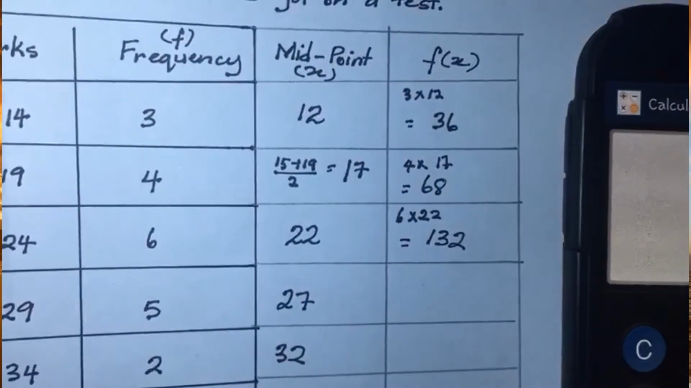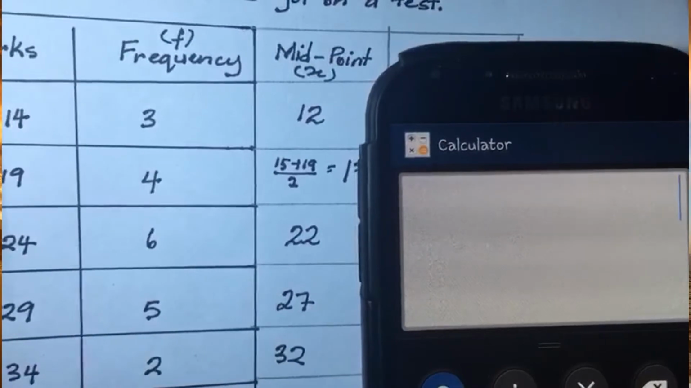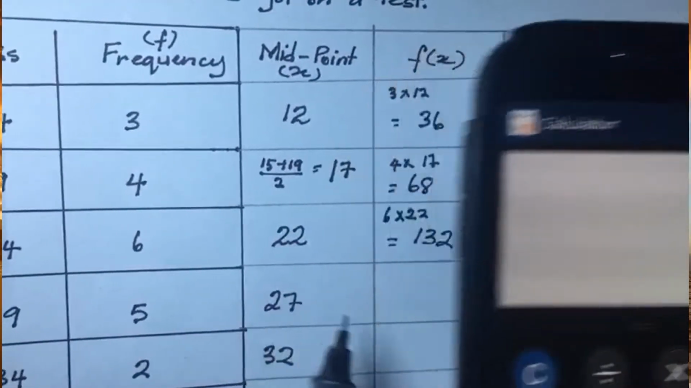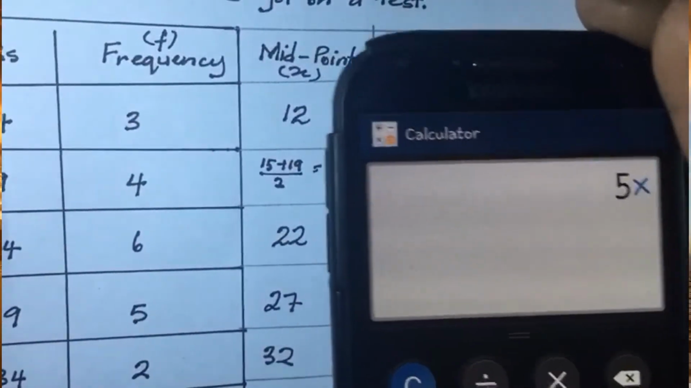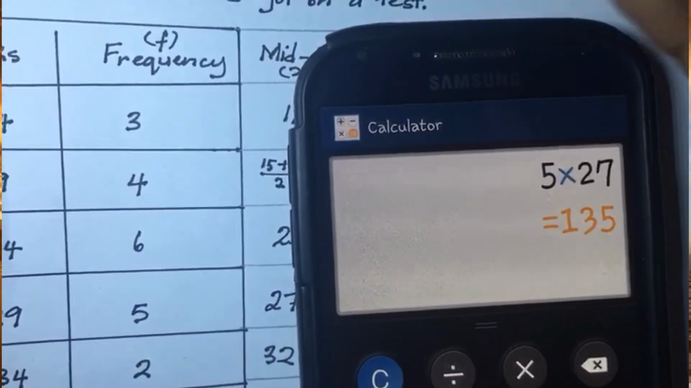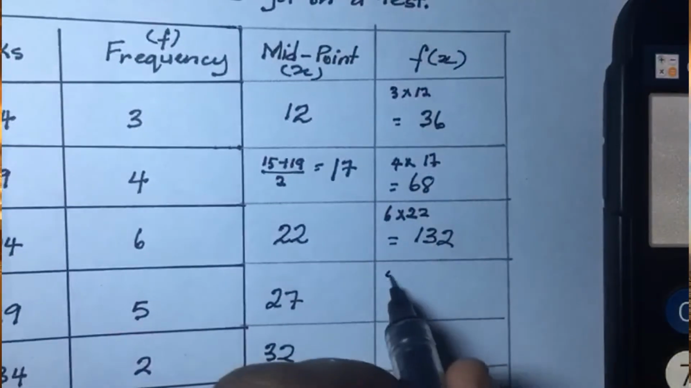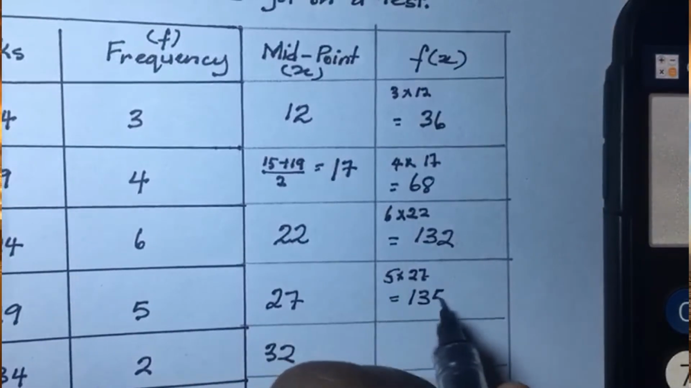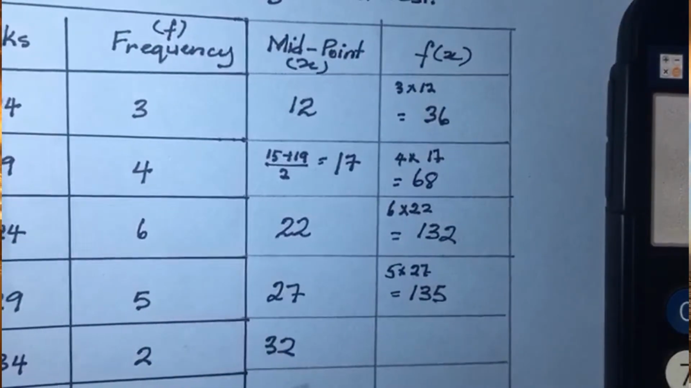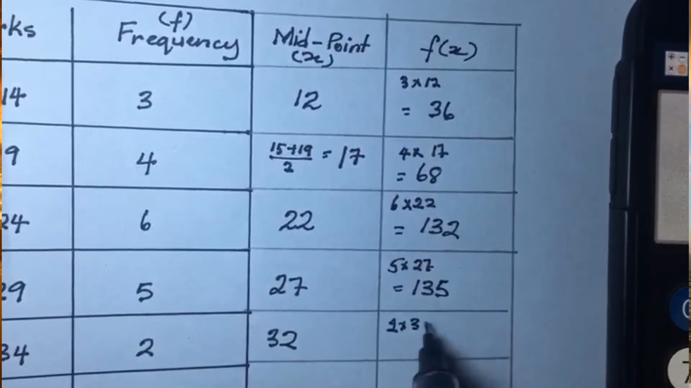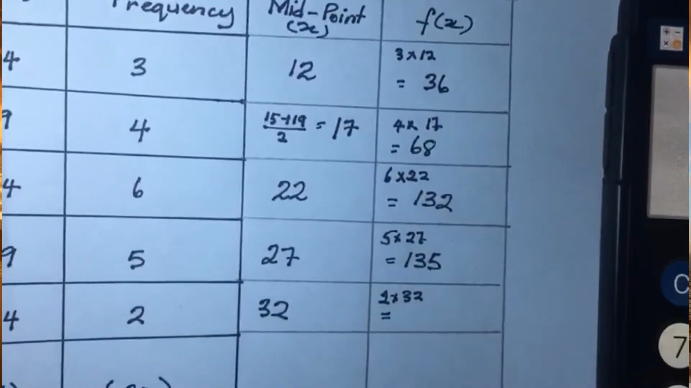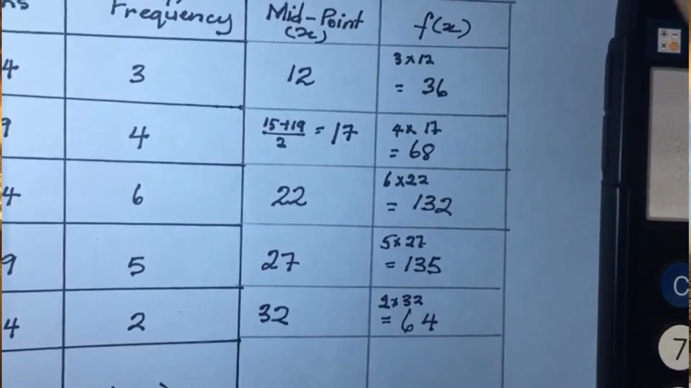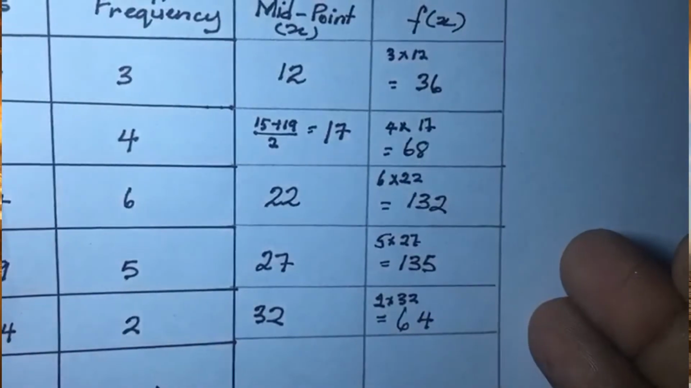Next, what is my f? So my next f is 5. 5 times, what's my x now? 27. So 5 times 27 will give me 135. Let me write it out to show you, so I'm showing all my work in. 135. There you go. And 2 times 32 will be my next f of x, which will give me 2 times 2 is 4, 2 times 3 is 6, 64. Now, we have completed our f of x column.